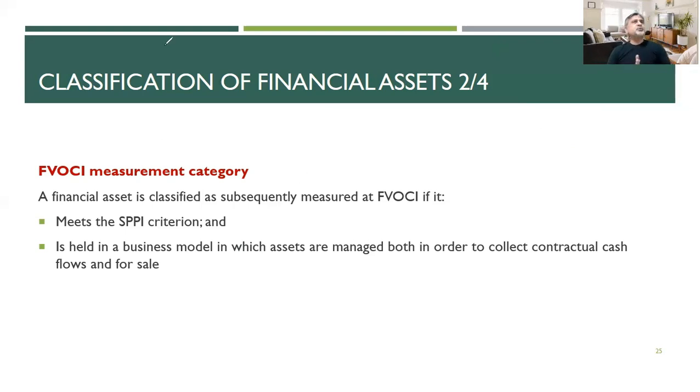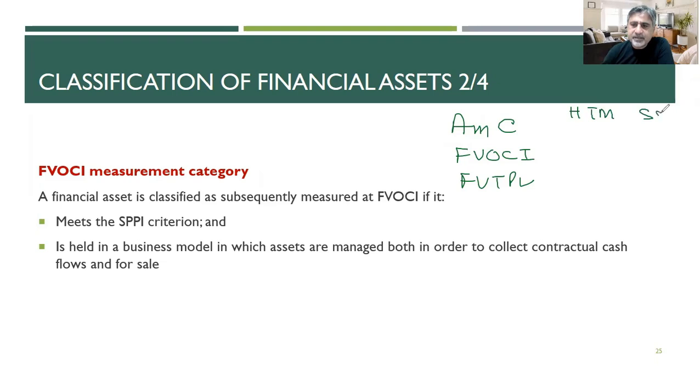Okay, if I speak about receivables, what happens with receivables? We have three categories. Let me put them here: amortized cost, fair value through OCI, and fair value through P&L. The criteria are HTM, or it was SPPI.